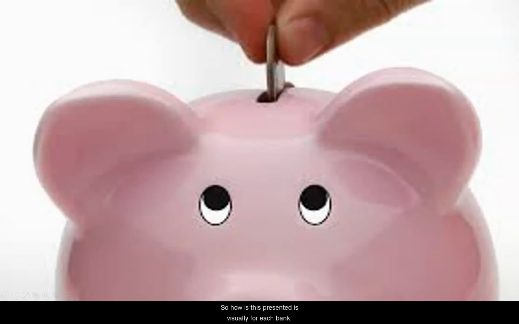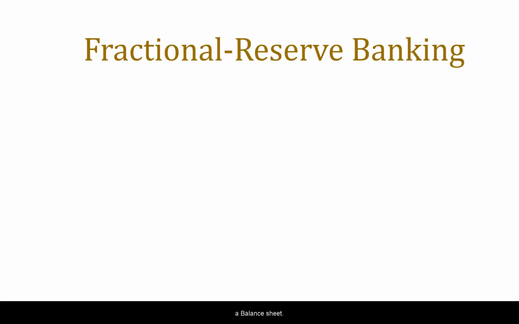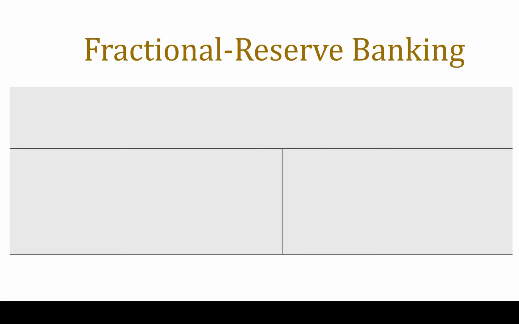So, how is this presented visually for each bank? All banks have what is called a balance sheet or a T-chart in the fractional reserve banking system. It's called a balance sheet because there are both sides of the sheet and it must balance, and it's called the T-chart because, well, it's in the shape of the letter T. So let's look at our fictional bank, Big Money Bank.